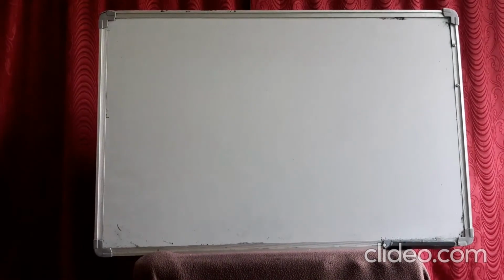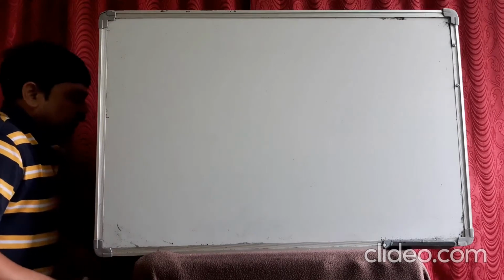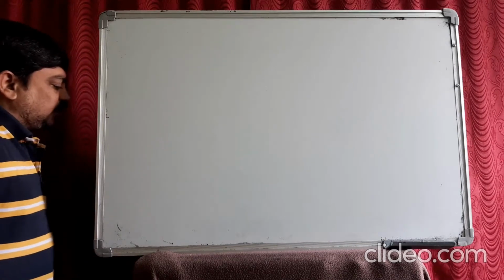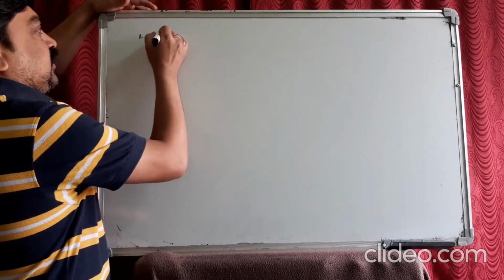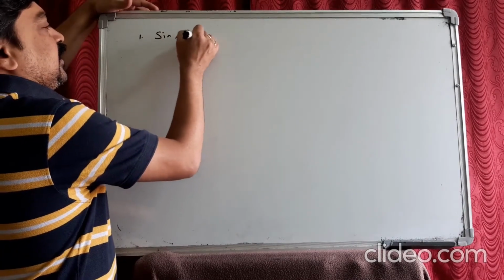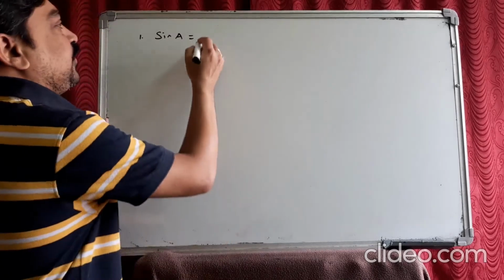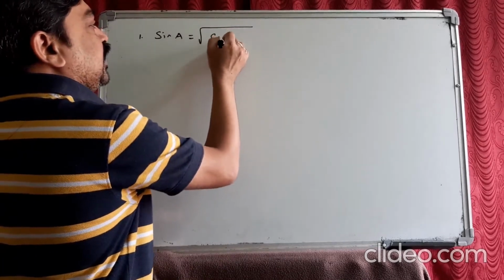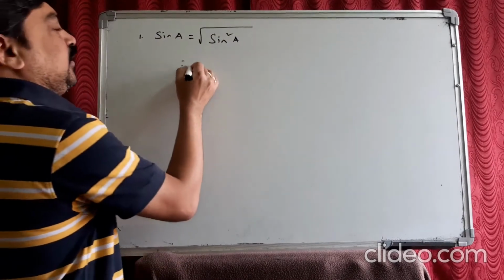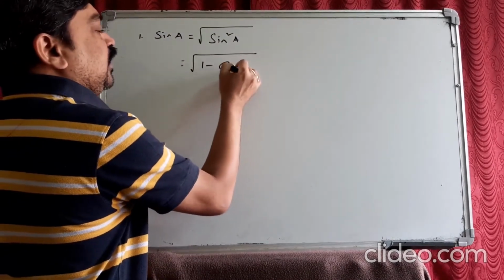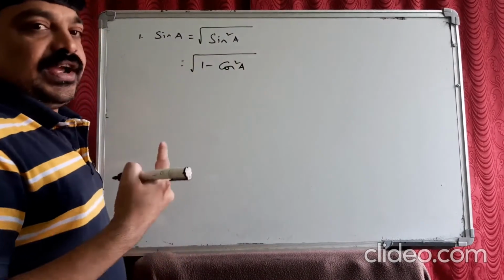The next question is of the same model: all the other trigonometric ratios in terms of secant A. The answer should be in terms of secant A. First let us start with sin A. I take root of sin square A, so you can write sin A as root of sin square A. And sin square A can be taken as 1 minus cos square A according to the identity.